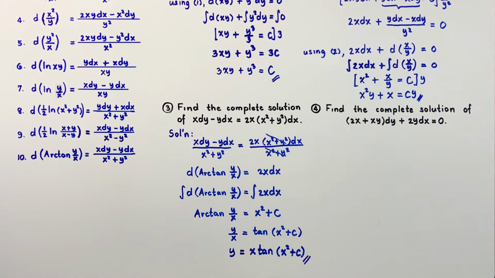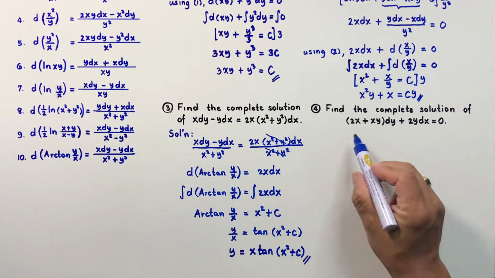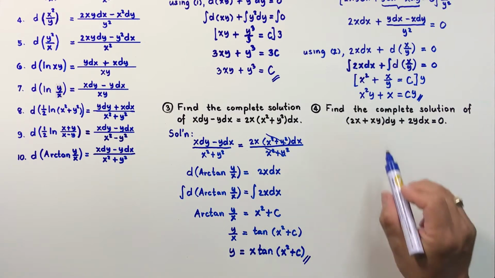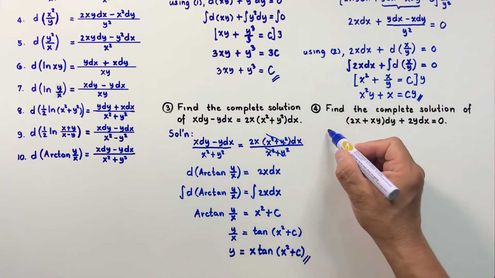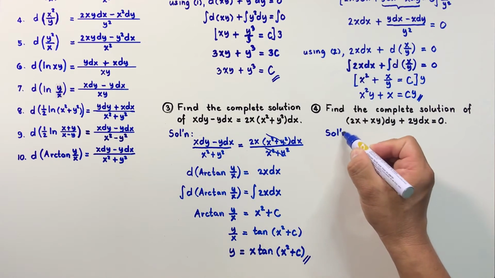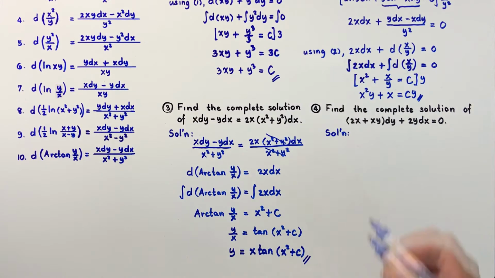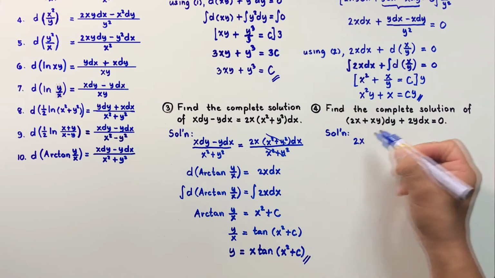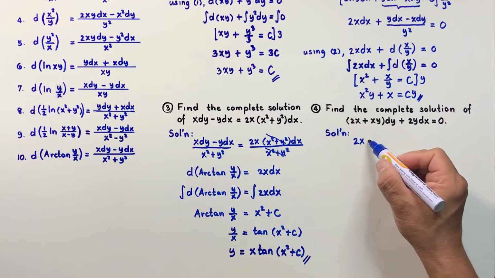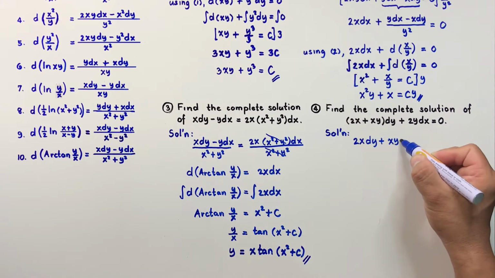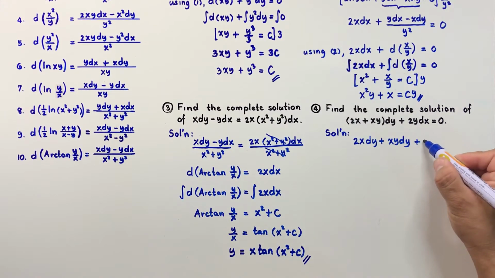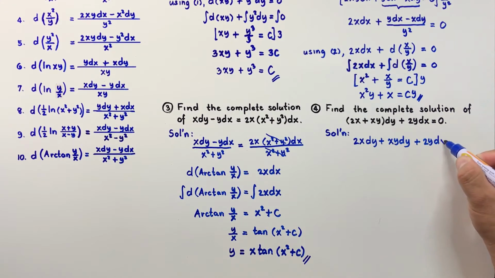Number 4. Find the complete solution for this differential equation: (2x plus xy) times dy plus 2y dx, which is equal to 0. And the integrable combination present in this differential equation becomes obvious if you distribute this dy to this binomial here. So this is 2x dy plus xy dy plus 2y dx. And this is equal to 0.